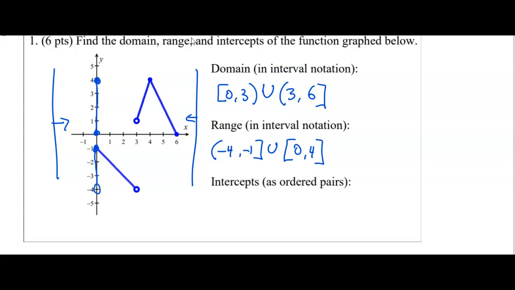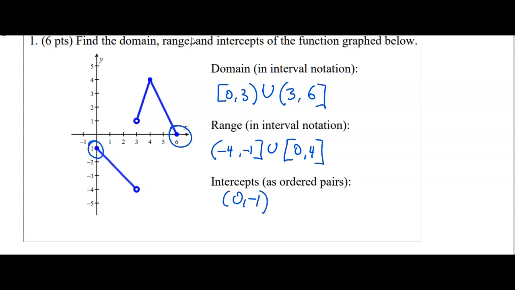For the intercepts, we're looking for where this graph crosses the x and the y axes. We have this one and this one. One y-intercept, that would be 0, -1. We are asked to write as an ordered pair. And then we have 6, 0. These are the 2 point forms of the x and y intercepts.